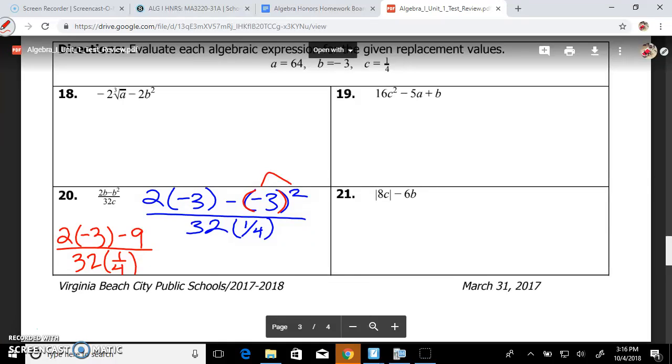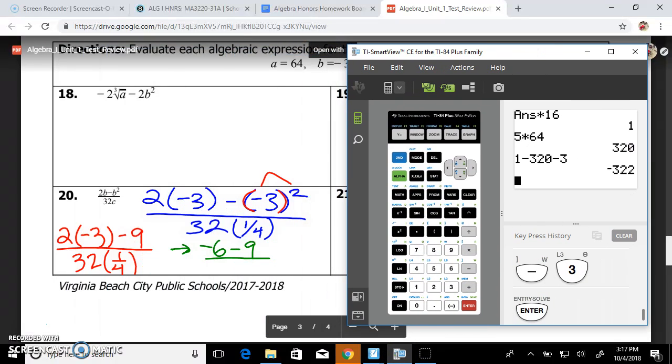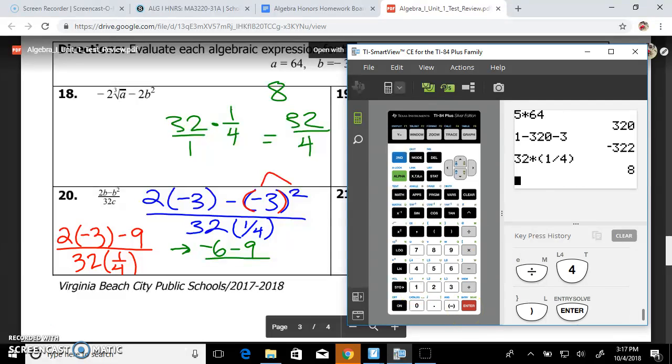Then we have 32 times 1/4. In the top, let's go ahead and multiply 2 times negative 3, and you get negative 6 minus 9 over, let's do 32 times 1/4. You can do it by hand and just do 32 times 1/4, put that over a 1, and it's 32 times 1 is 32, 1 times 4 is 4, and that's 8. If you would rather use your calculator, we can type it exactly like it's written, 32 times parentheses 1 divided by 4. Make sure you close that parentheses, and you get 8, and that's what we got the first way. So we have negative 6 minus 9 over 8.